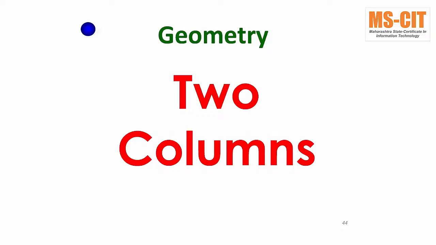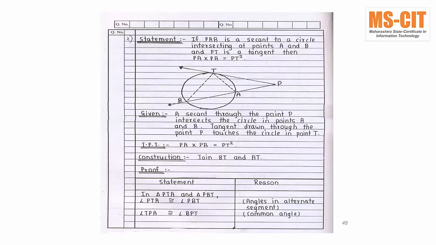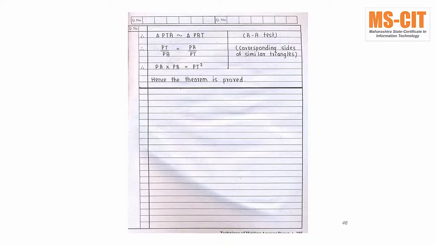In geometry, sums which are based on theorems, where you are writing the proof of that theorem or solving sums based on those theorems, always use two columns. First column is statement and second column is reason, because in sums based on theorems, you are expected to write a reason for every step, but many students avoid it. If you provide a separate column for writing reason, then definitely you will write the reason in that column against each step. So statement and reasons, two columns must be there.